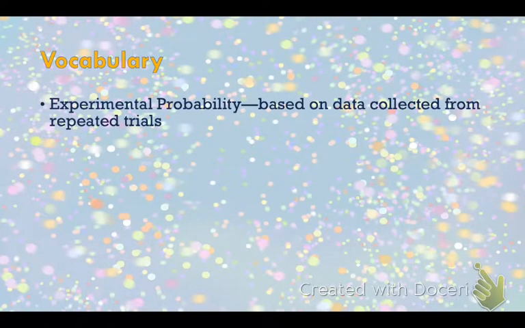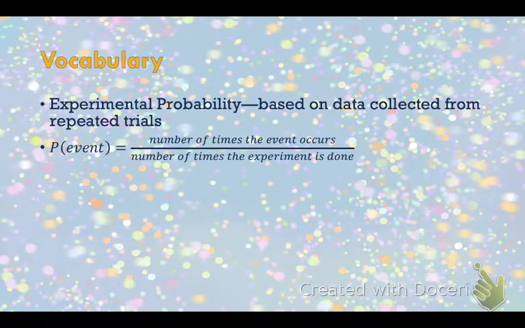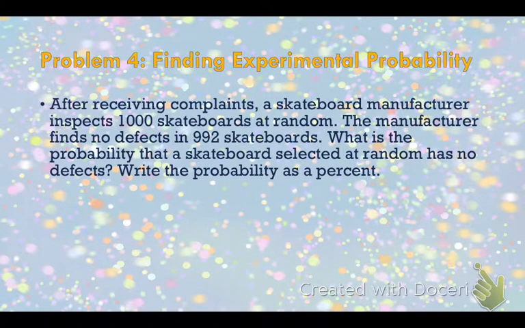All right, so another thing that we need to understand: experimental probability is based on data collected from repeated trials. So this is no longer just in theory, but this is actually experimentally what would happen. So we're looking at the number of times the event occurred over the number of times an experiment is done. After receiving complaints, a skateboard manufacturer inspects 1,000 skateboards at random. The manufacturer finds no defects in 992 skateboards. What is the probability that a skateboard selected at random has no defects? Write the probability as a percent.